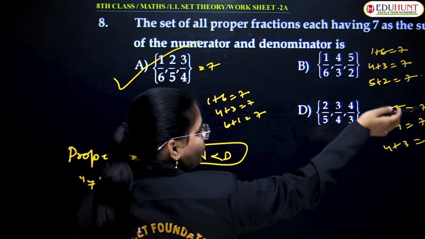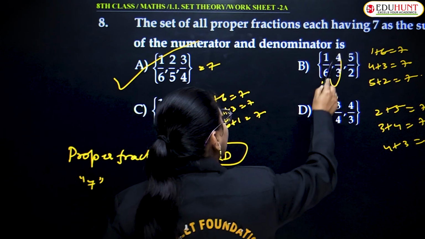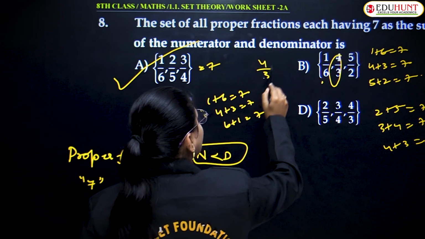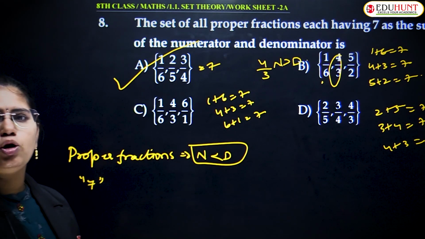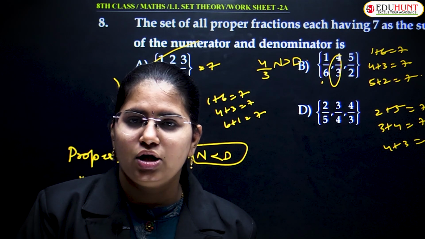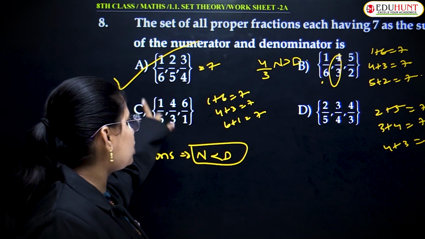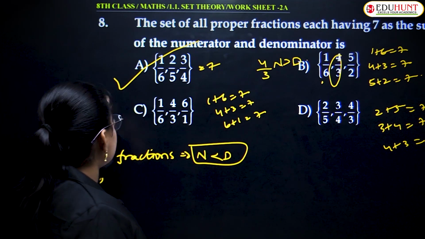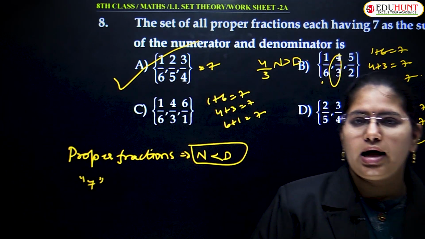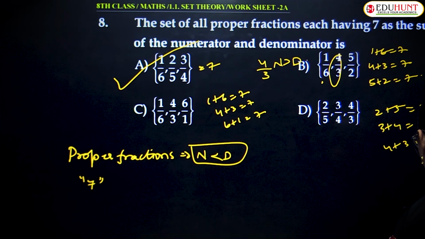Let us also check with the other options. 1 by 6, proper fraction, yes. 4 by 3, whereas the numerator is greater than the denominator, that is an example of an improper fraction. So that means 4 by 3 also exists here in option D. So that is the reason option A will be your answer. I am clear with this. Can I get back to the next one?